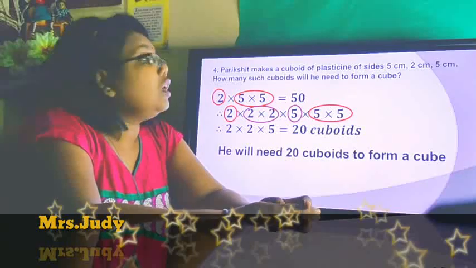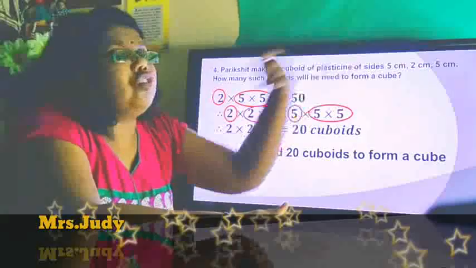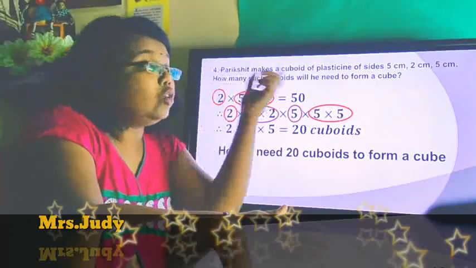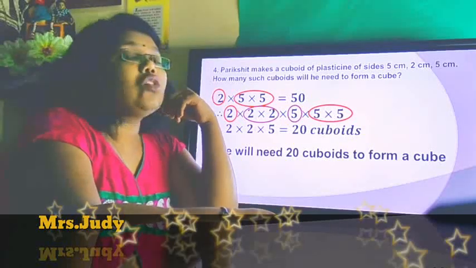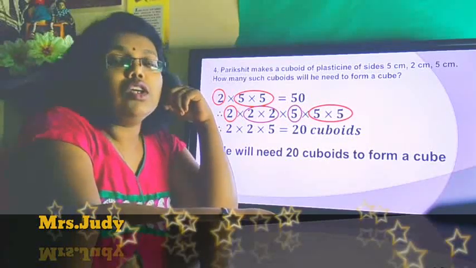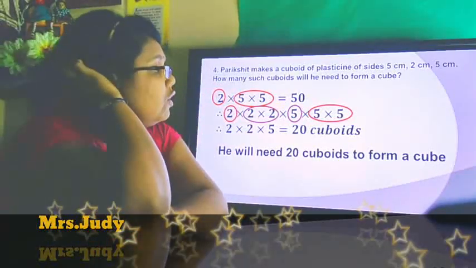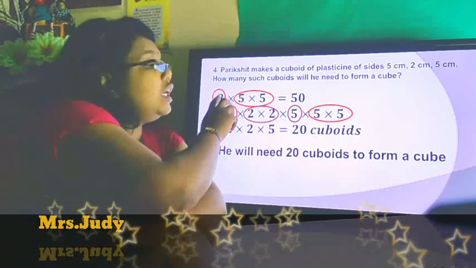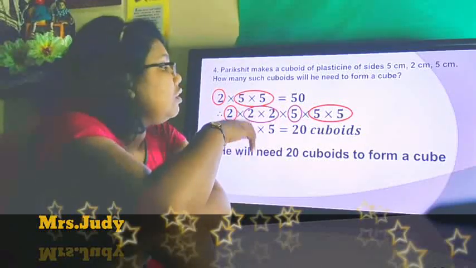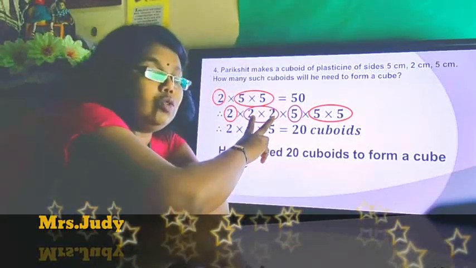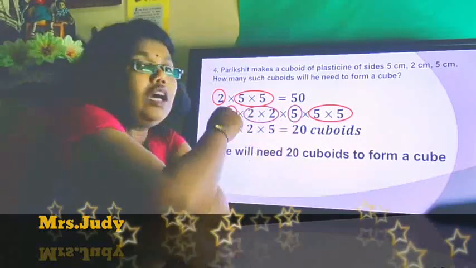Now here Parikshit has made a cuboid with sides 5, 2, 5, and he has to make a cube out of these cuboids. He has many blocks, so how many such cuboids are required? To do that, we look at 2 into 5 into 5. There's only one 2 here and two 5s, and we need a cube. Cube means there should be groups of 3. Since there's only one 2, we introduce two more 2s. Since there are two 5s, we take one more 5.